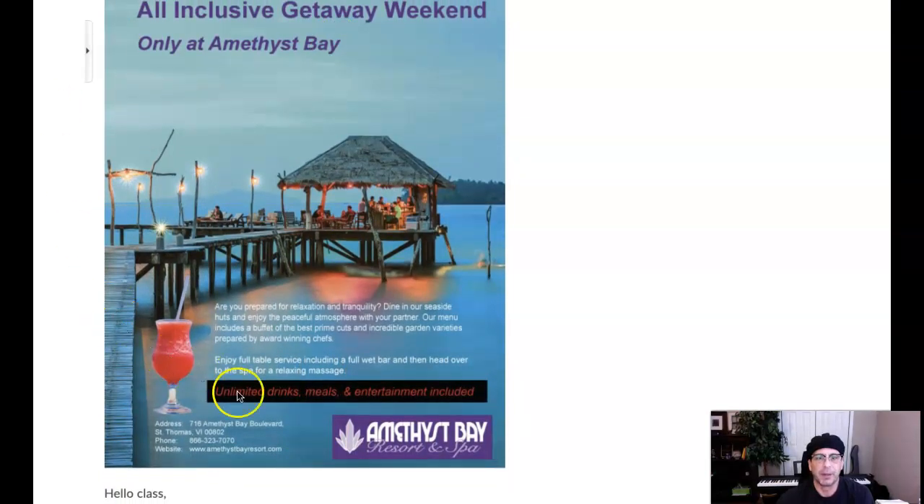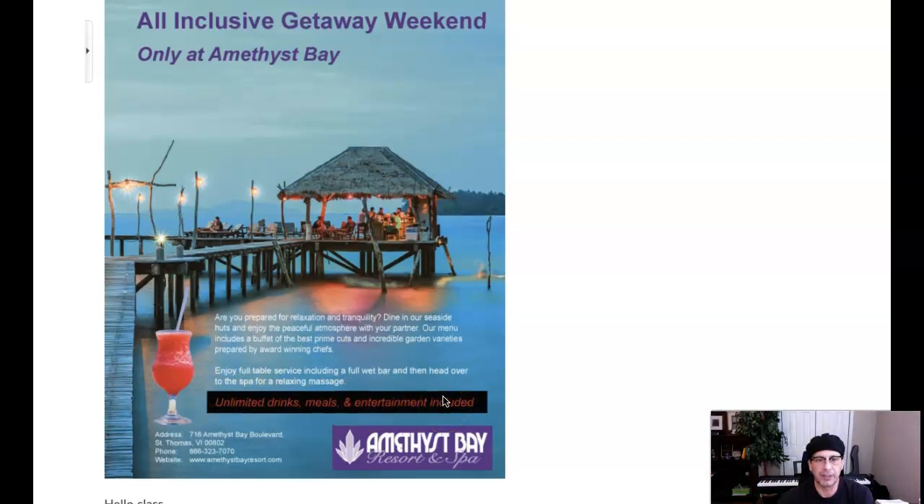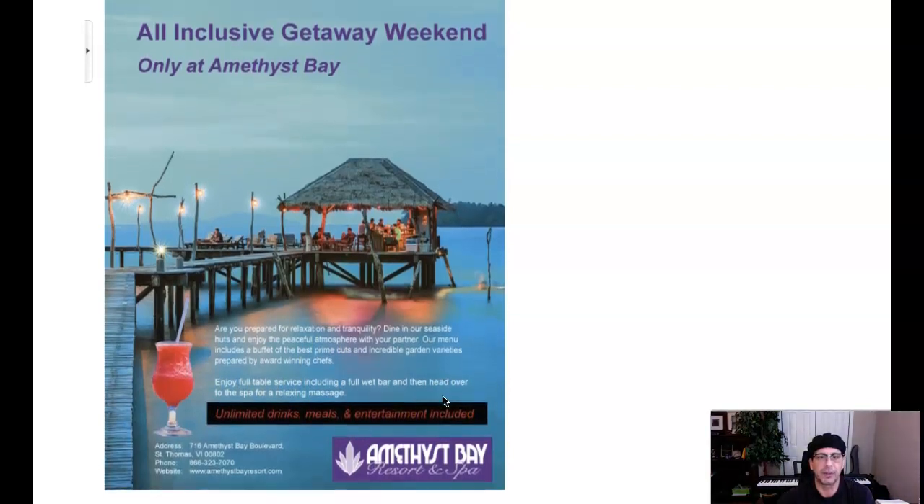Think of a whole page of purple circles. Right? And you have one yellow circle right here. All eyes, boom, are on that yellow circle, right? Well, we can kind of use the same example right here. I would take this unlimited drinks, meals, and entertainment, and I would include that in your body copy right there. So we don't have any kind of boxy elements that are creating separation in the composition.